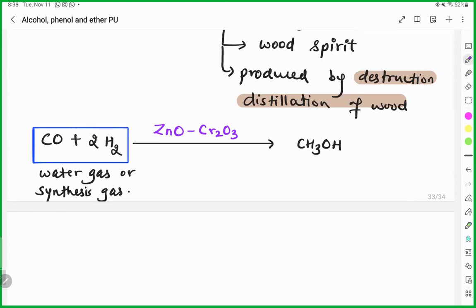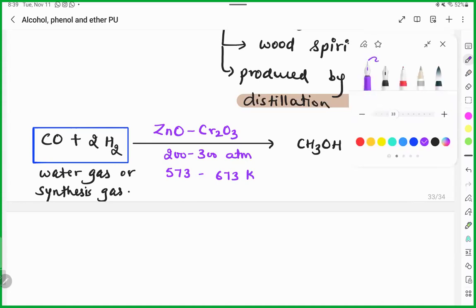Now you need a catalyst to proceed with this reaction: zinc oxide and chromic oxide. But this will happen at very high temperature and pressure. Why high temperature? Because high temperature is needed for the reactivity. So 200 to 300 atmospheric pressure and 573 to 673 K, almost 300 to 400 degrees Celsius.